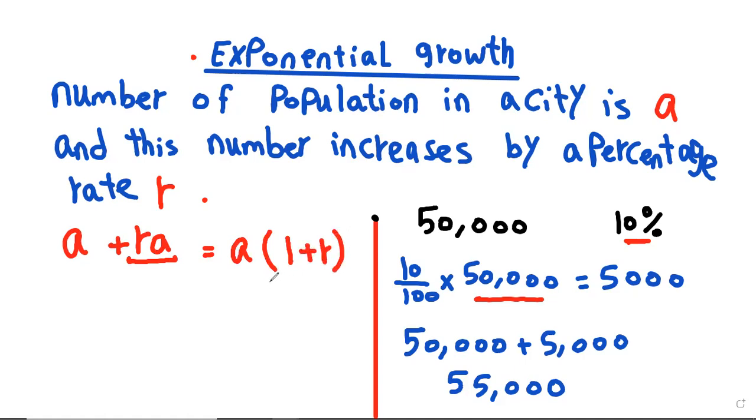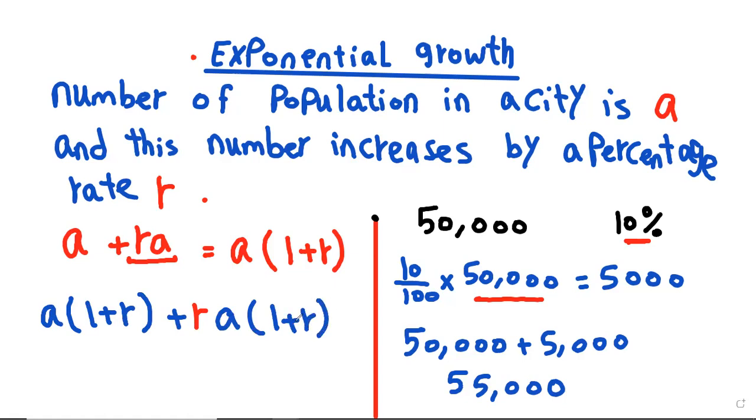What about the second year? After 1 year, it's A multiplied by 1 plus R. The second year, the population is going to be A multiplied by 1 plus R, plus this R, the rate of increasing, multiplied by A times 1 plus R. So R is the rate of increasing multiplied by A times 1 plus R. This is the number of the population, I'm talking about the second year.